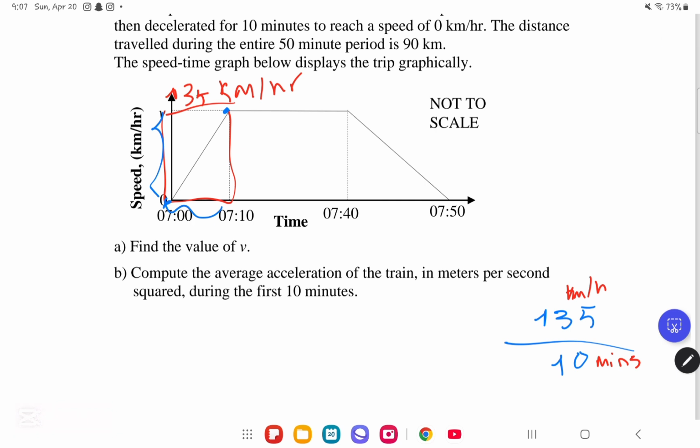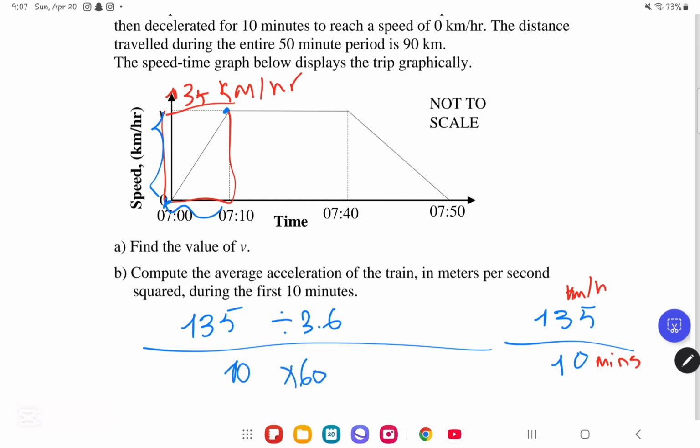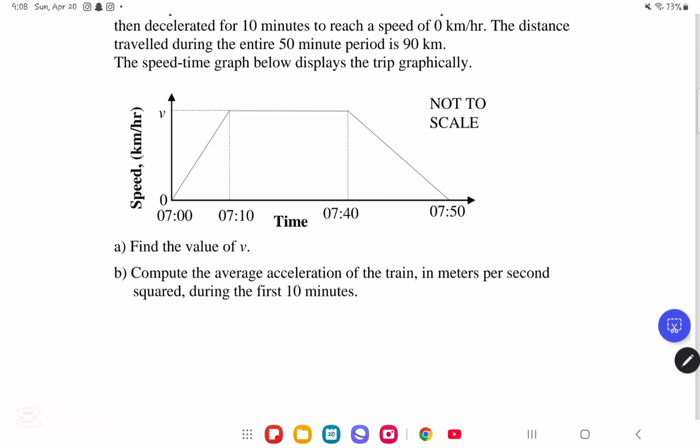Okay? So to do that, we're going to do what? We're going to take 135 from kilometers per hour to meters per second, and you're going to divide by 3.6. So 135 divided by 3.6, over 10. The 10 we need to change from minutes to seconds, so we're going to multiply by 60. So now it will become 135 divided by 3.6, over 10 times 60. You will put it on your calculator and you will get that the acceleration, a, is approximately 0.0625 meters per second squared. And just like that, we finish question 5 and question 6.